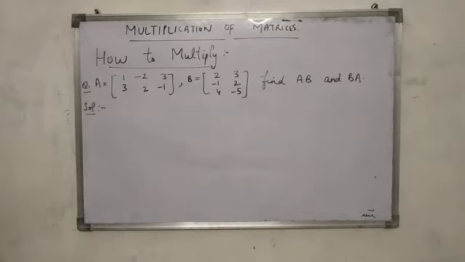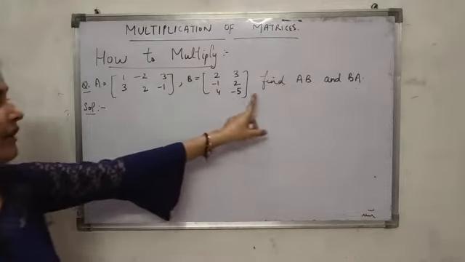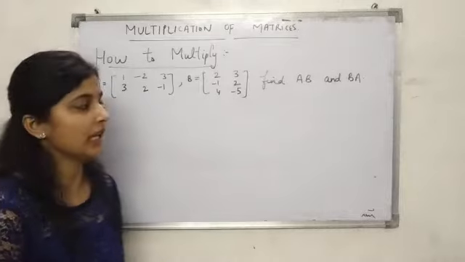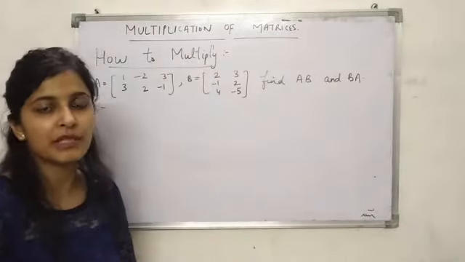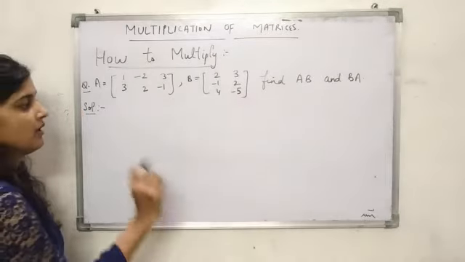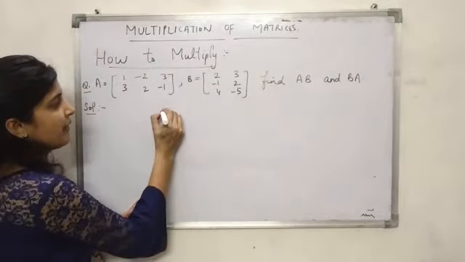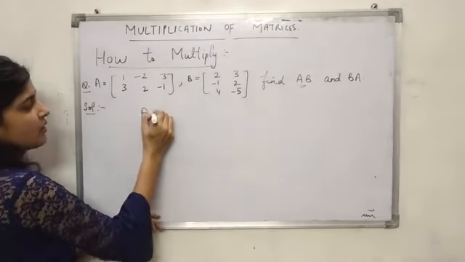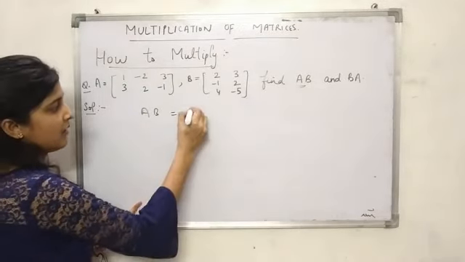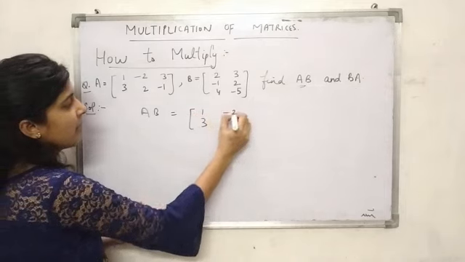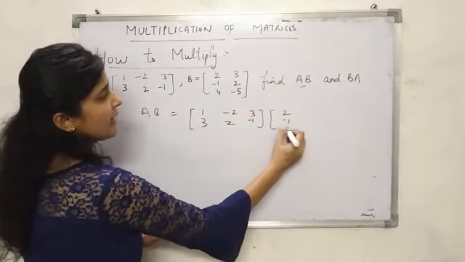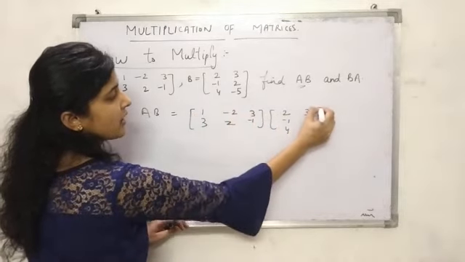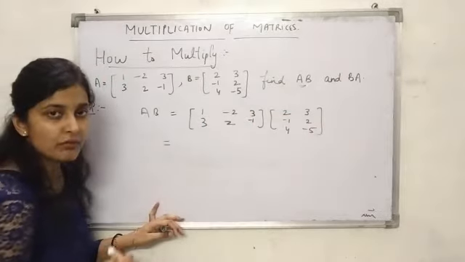Now we have A and B. A is this, B is this. We are to find AB and BA. Now I am explaining the algorithm of how to multiply the matrices. So listen carefully. We are to find AB, so you will write AB like this. Put the value of A, that is 1, 3, minus 2, 2, 3, minus 1. Then write B, 2, minus 1, 4, 3, 2, minus 5. Okay? Now, how to multiply it?